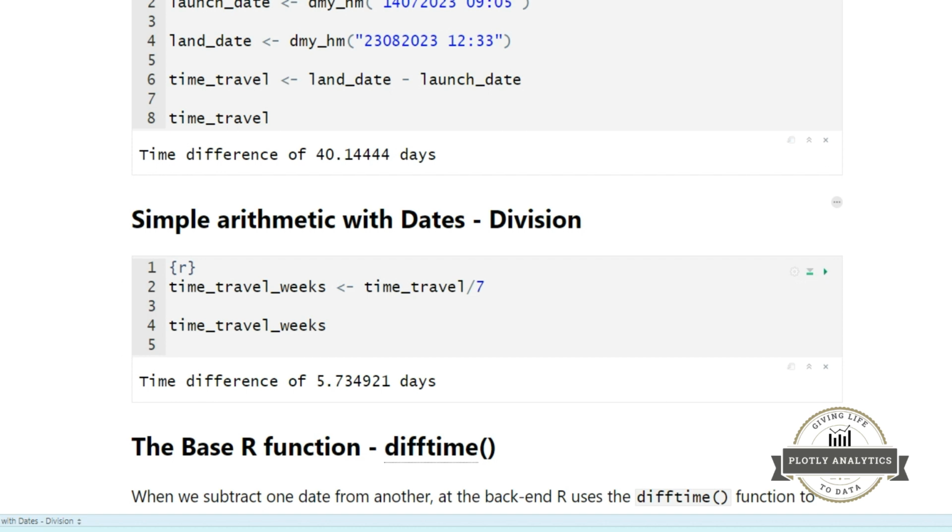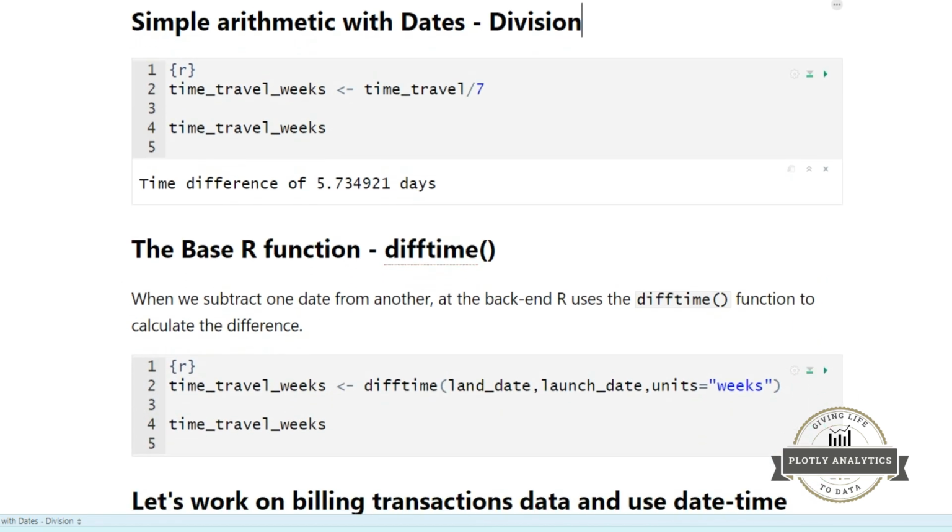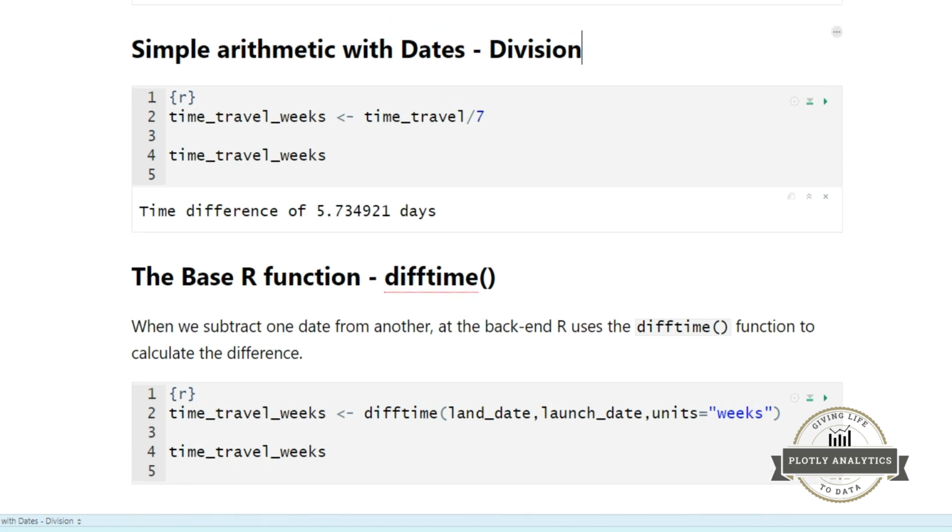Now when we subtract one date from another, at the back end R uses the difftime function to calculate the difference. Now we will carry out the same calculation using the difftime function, but using difftime you can explicitly tell it to calculate the arithmetic in the time units that you want. So we will give three arguments to the difftime function: time 1, time 2, and the units in which we want the results. So here is the function difftime, landing date, which is time 1, launching date, which is time 2, and units in this case is weeks.